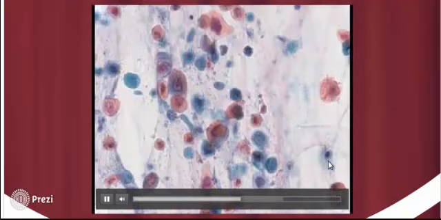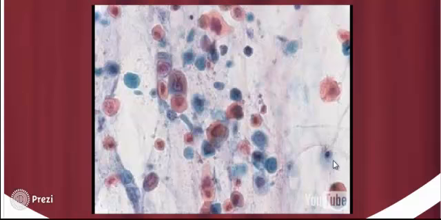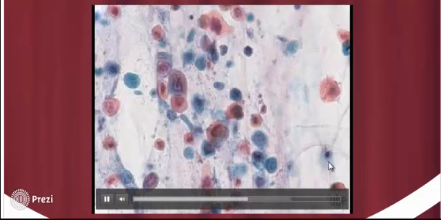Non-small cell lung cancer is the most common type of lung cancer, which makes up 80% of all cases. Non-small cell lung cancer is categorized into three main types based on the type of cells that are found in the tumor.